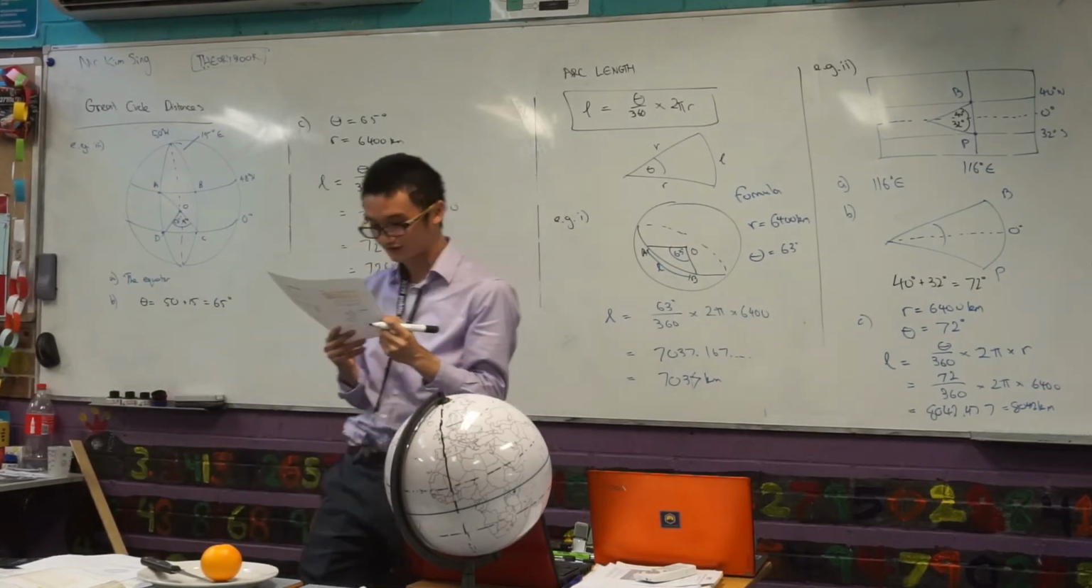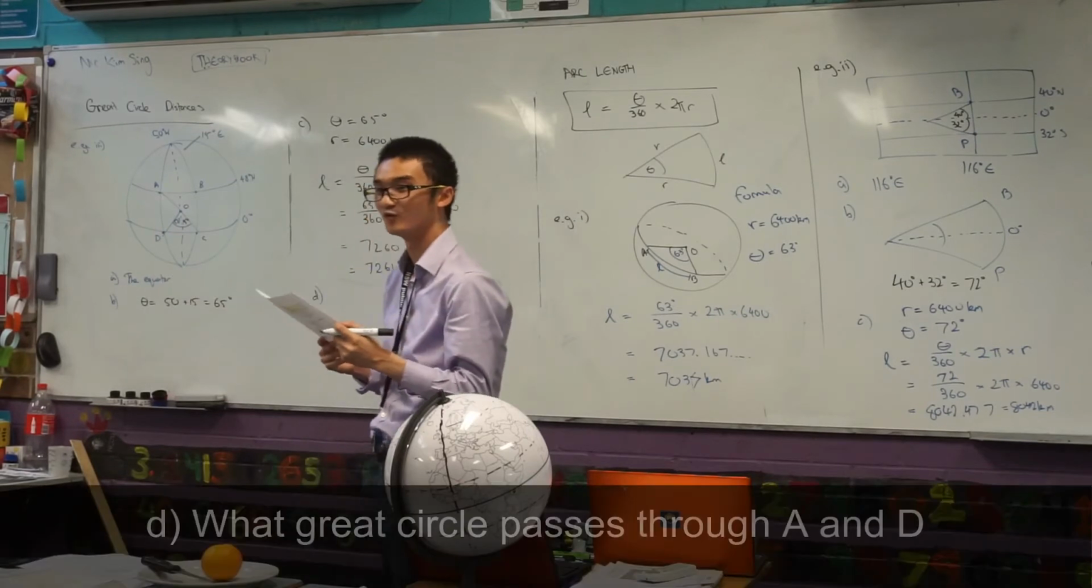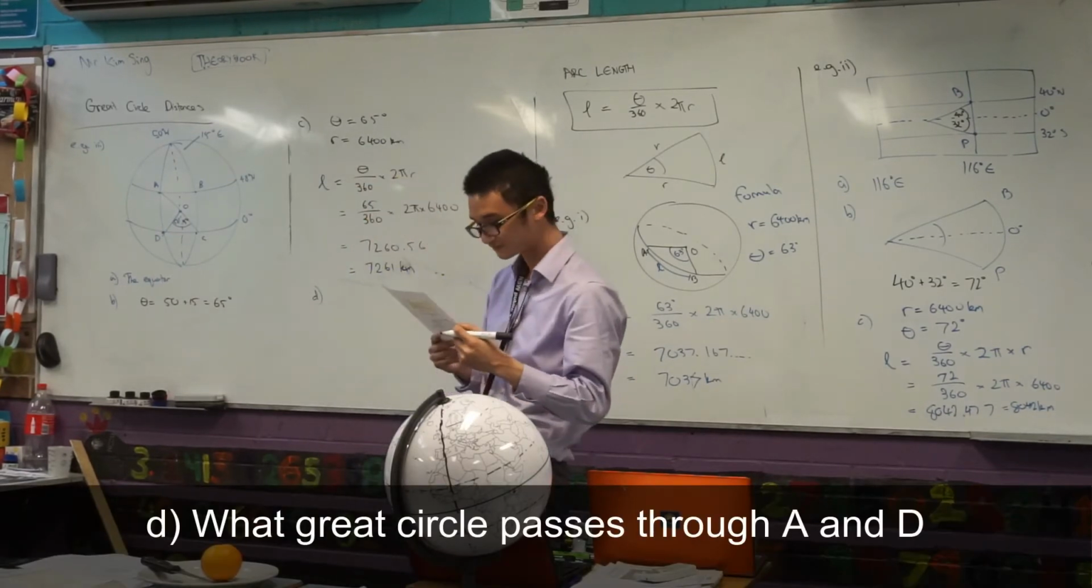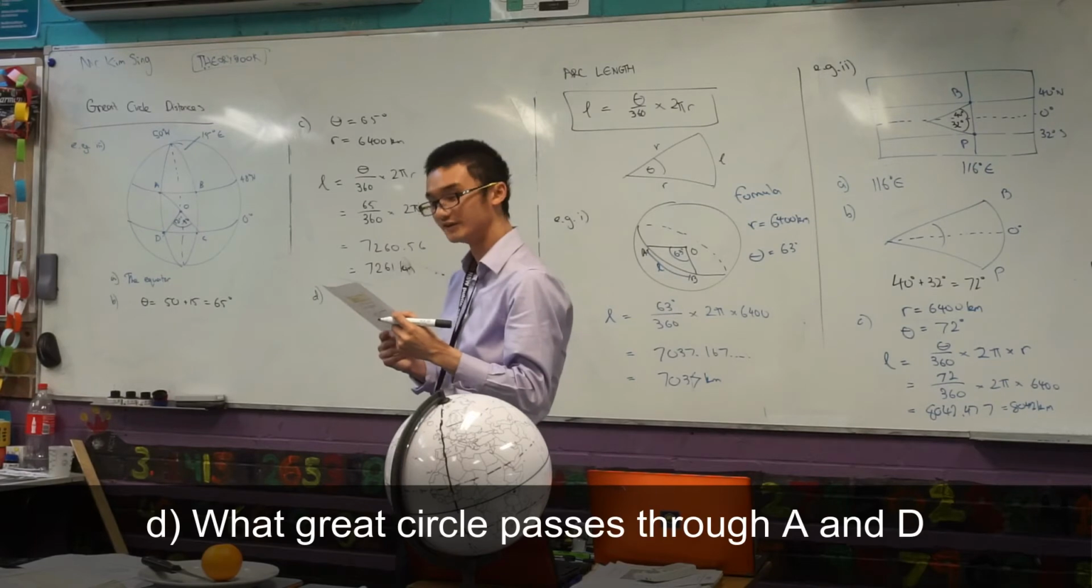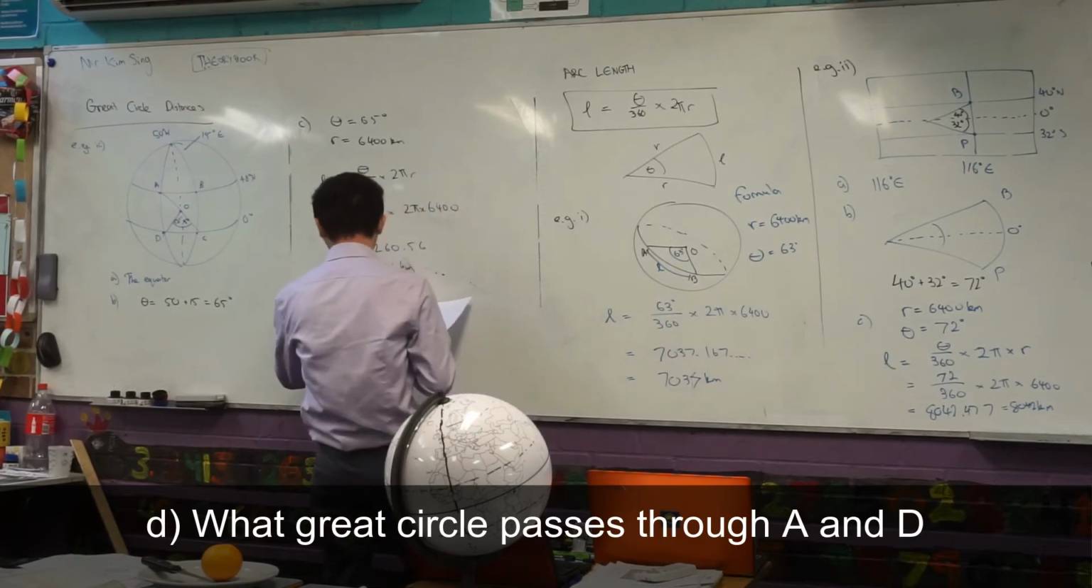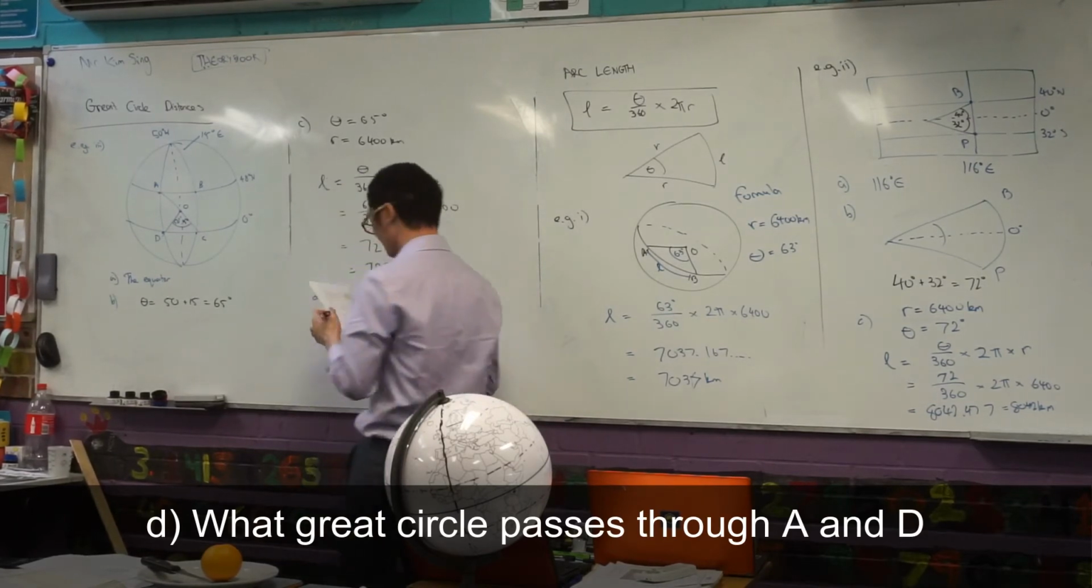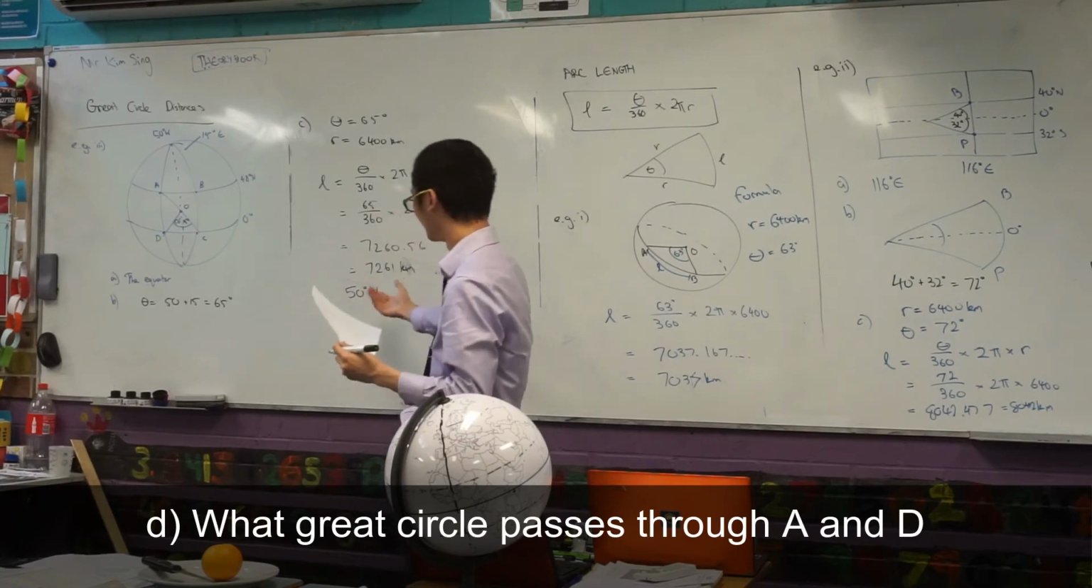What great circle passes through A and D? Which is it going to be this time? What great circle are we looking at? 50 west. Yeah, 50 degrees west. So remember, it's going to be the longitude. They don't both pass through the equator, so it's going to be 50 degrees west.